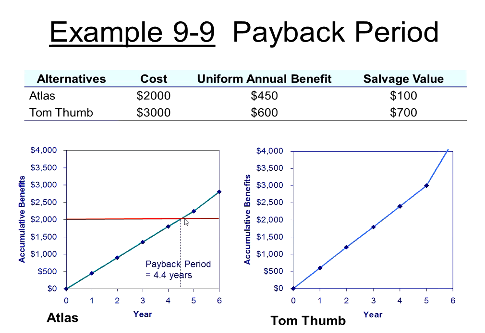And then for Thumb, we also construct this cumulative benefit by adding 600. So this is 600, this is 1200, this is 1800, and so on, right, until we cross this 3000 line, which is right here. So we crossed it at year 5, and so this Thumb has a longer payback period, so we would choose the Atlas if we wanted to have a shorter payback period.